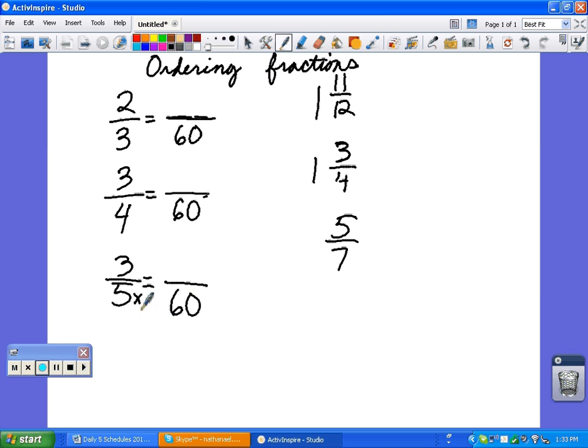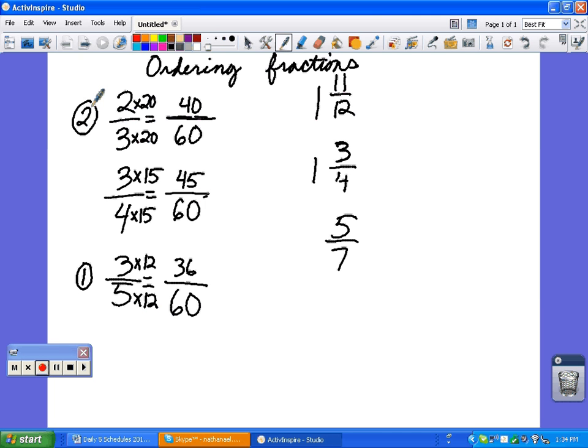Five times 12 is 60. So we had to do 3 times 12, which is 36. 4 times 15 is 60. So we have to do 3 times 15, which is 45. And then 3 times 20 is 60. So we have to do 2 times 20, which is 40. So by looking at our new fractions, we can see that 36/60 is the smallest, so that would be our first one. 40/60 is smaller than 45/60, so that would be our second one from smallest to biggest. And then 3/4 would be the third.